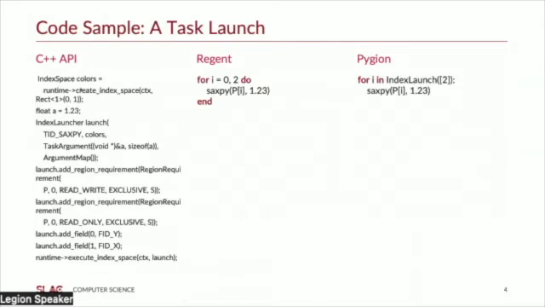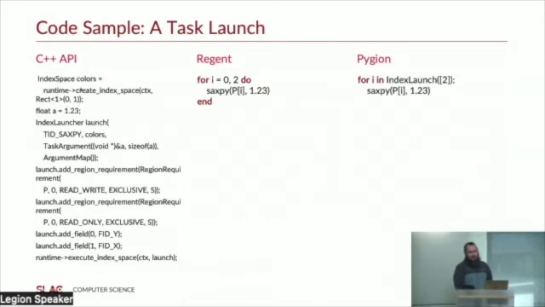Okay, so here's my code sample slide. This is an index launch in C++. Isn't that pretty? Obviously, you don't need to read all this, but there's just a lot of stuff you need to do if you're in C++. Whereas if you're in Regent, you write a for loop, you're done. That's it. There's nothing else to know.